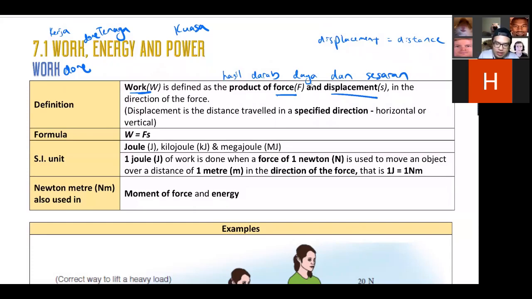They already say here, displacement is the distance traveled in a specific direction, horizontal or vertical. Doesn't matter, they are the same thing. In your case, they are the same thing. You don't need to know the difference between displacement and distance. So hasil darab daya dan sasaran. Sasaran is the same as jarak. So in BM, distance is jarak. Like I said, your sasaran from your house to your school is 5 kilometer. The jarak is also 5 kilometer. What's the difference? You don't need to know. That is tingkatan 4 stuff.